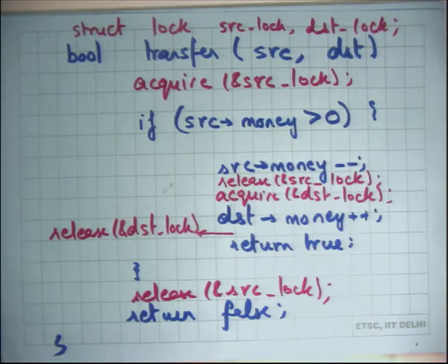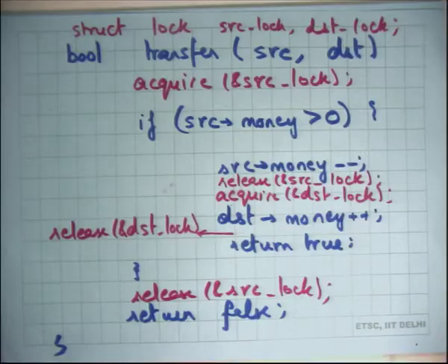Why? Because it may happen that the source account has been decremented, but the destination hasn't got the money yet. Now somebody may want that either of source and destination, whoever has the money, can take it, so he won't be able to take that. Okay, so here's one answer.